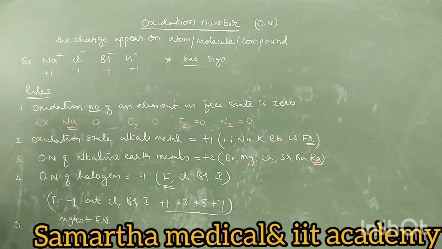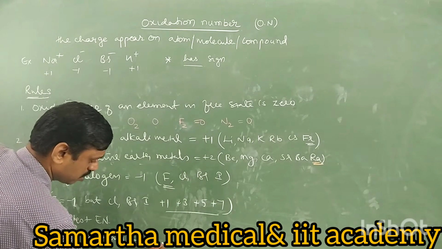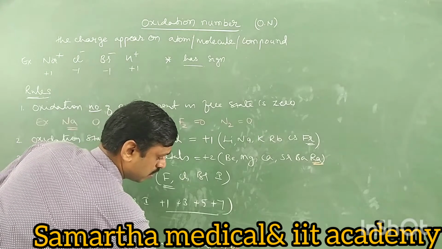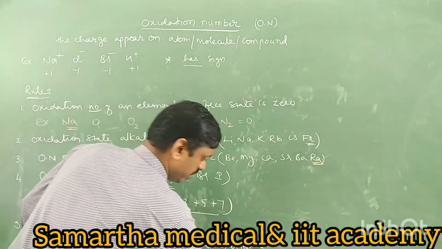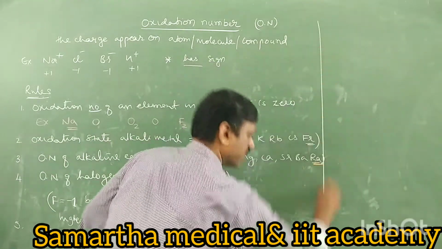The oxidation number of hydrogen is generally plus 1, but in metal hydride it is minus 1. Oxidation state or oxidation number. Okay, right. Oxidation number of hydrogen is plus 1, but in metal hydride it is minus 1. Can you tell me an example for metal hydride?